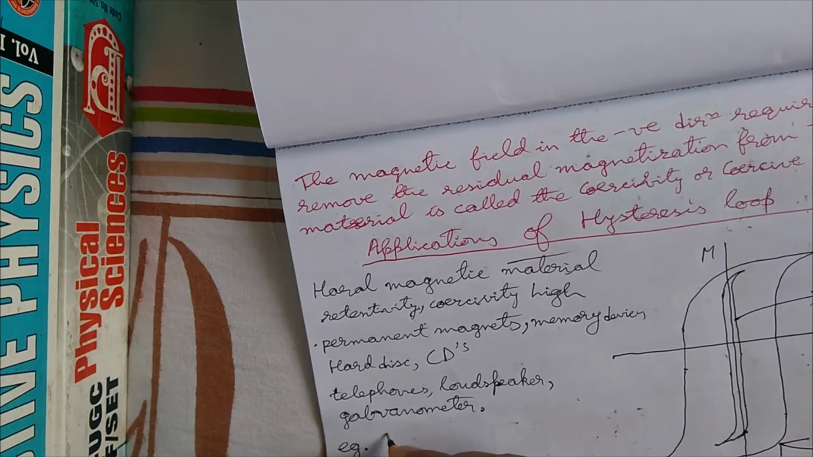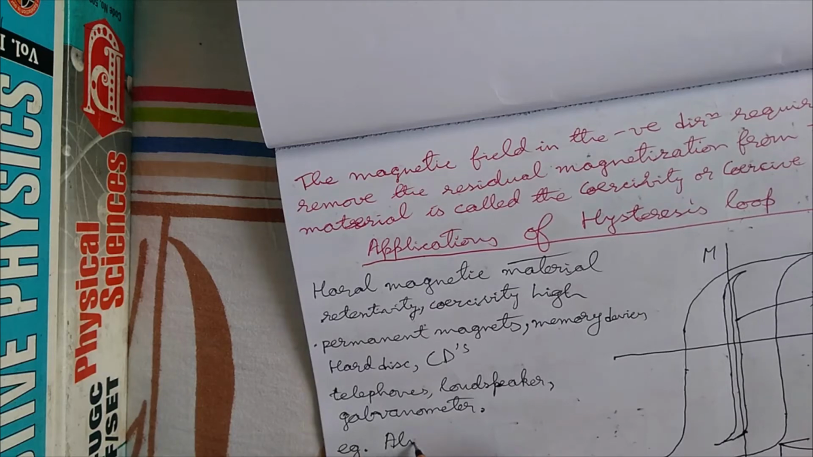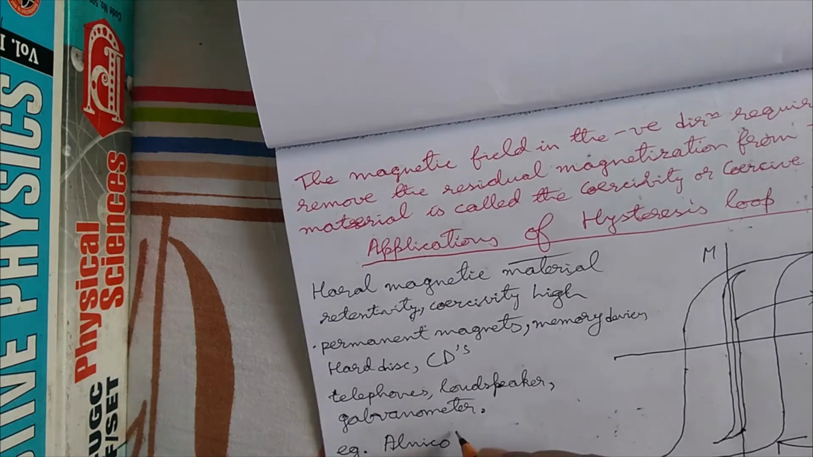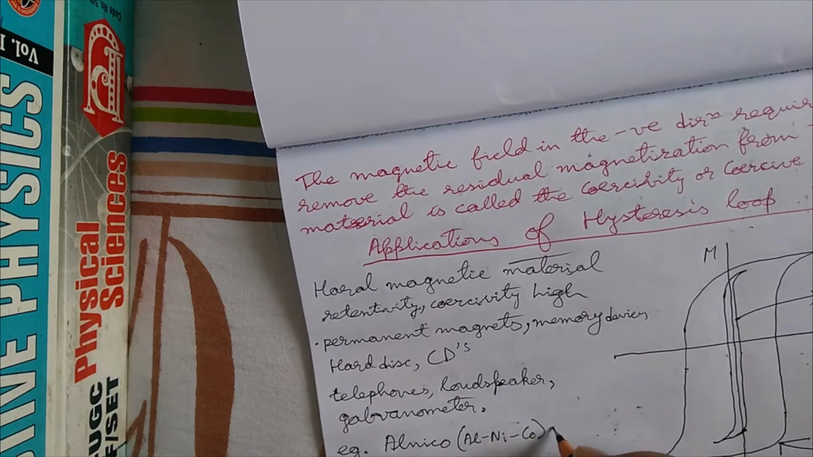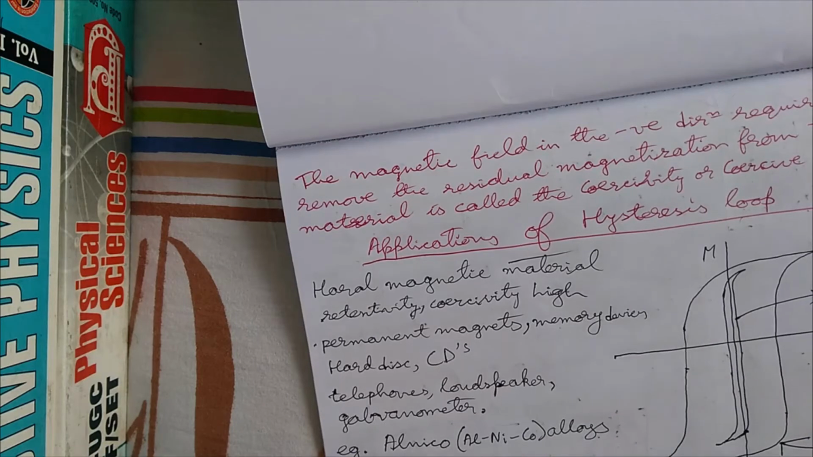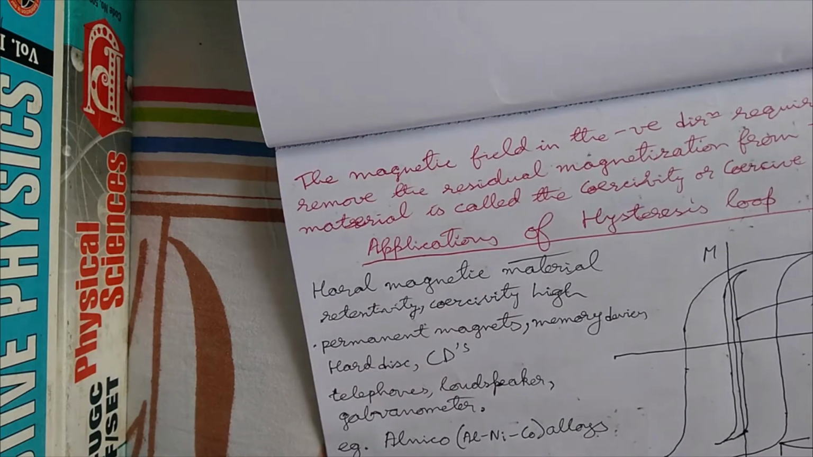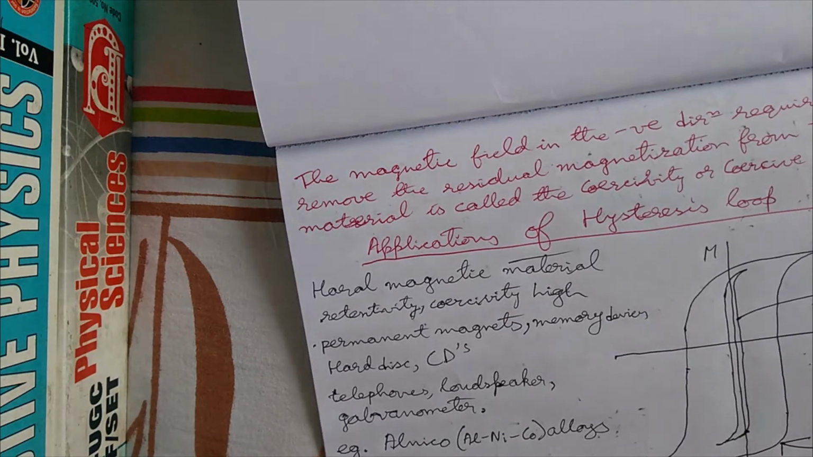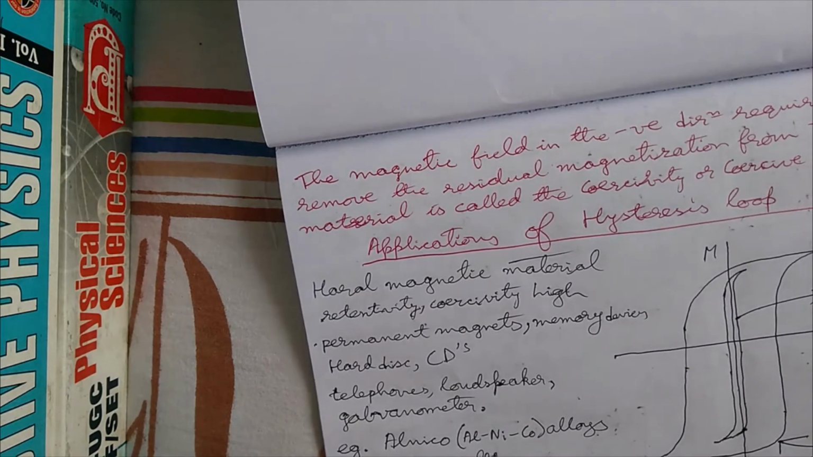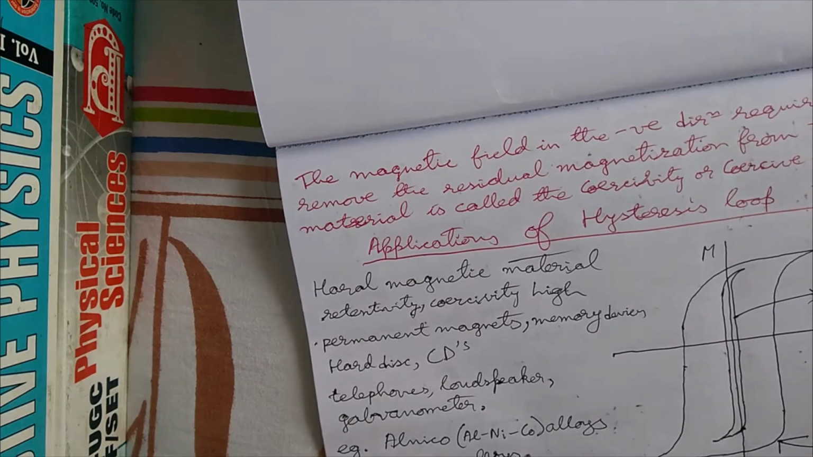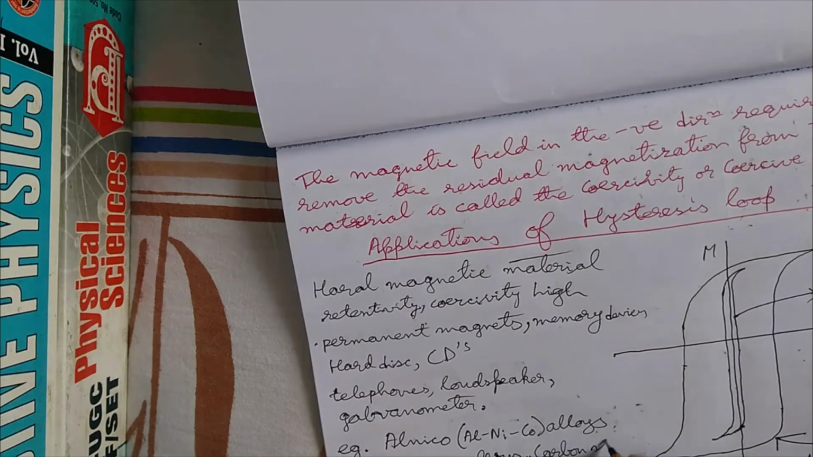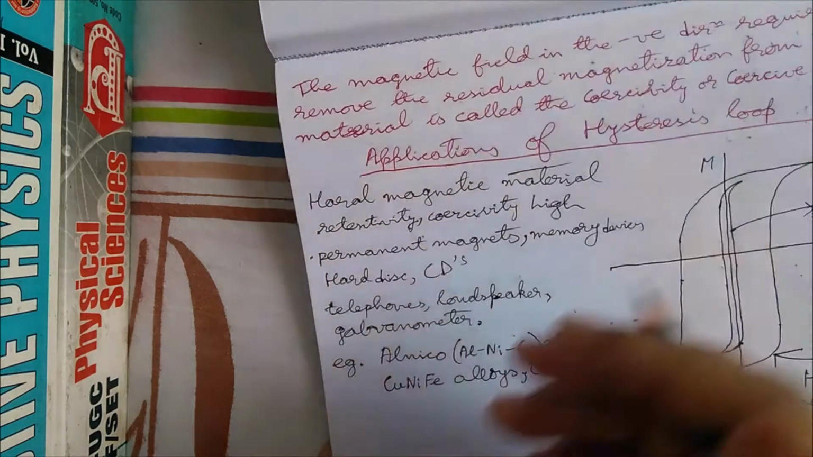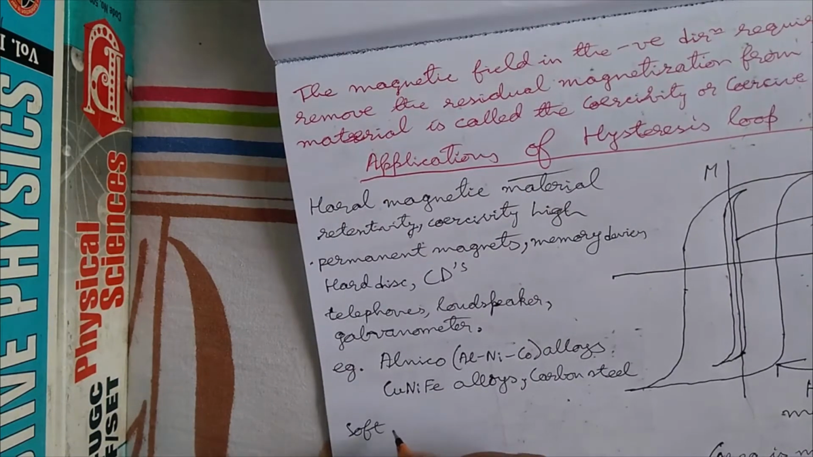So examples of hard magnetic material are what? An example of hard magnetic material is alnico, that is aluminium, nickel, cobalt alloys. Then CuNiFe alloys, then carbon steel, etc.